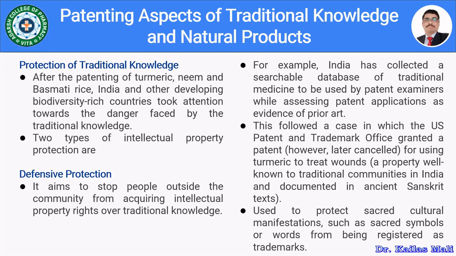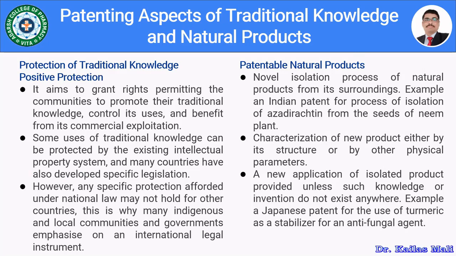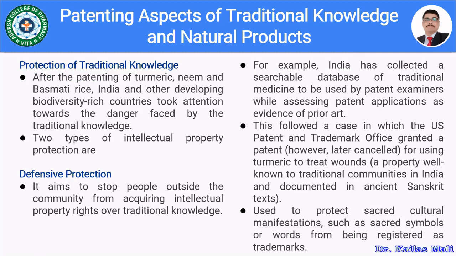Two types of intellectual property protection are available. The very first one is the defensive protection, and the second one is known as the positive protection. Initially, we will discuss the defensive protection, how things are going to be protected. The defensive protection aims to stop people outside the community from acquiring intellectual property rights over traditional knowledge. Suppose we have certain traditional knowledge, isn't it? And somebody from other countries may take the rights to the traditional knowledge which is available in India.